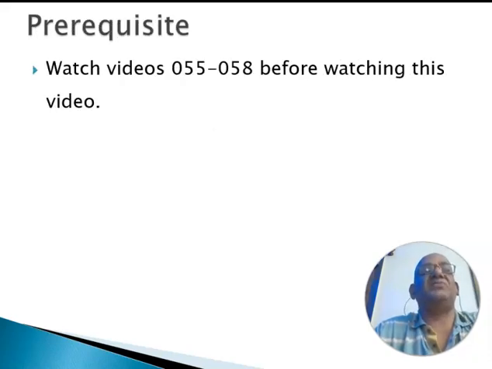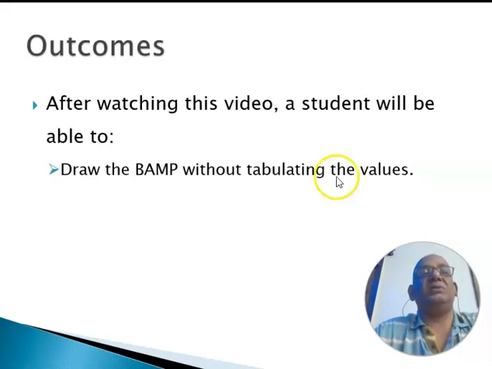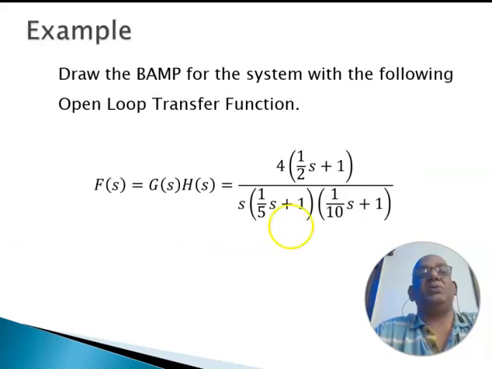However, before going into such effort, it would be very helpful if you watch videos 55, 56, 57, and 58 to make the most out of this video. After watching this video, a student will be able to draw the Bode asymptotic magnitude plot without tabulating the values and finding the total contribution. We'll try to do that on the graph sheet itself, with the help of an example as shown here.